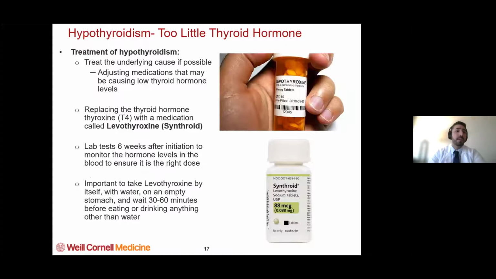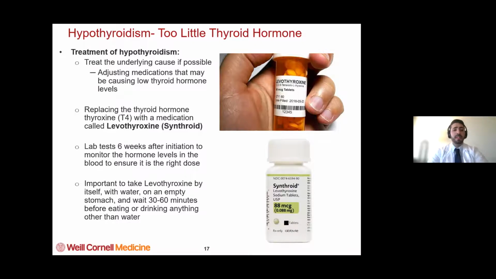So how do we treat hypothyroidism? You want to treat the underlying cause, so adjust any medications that may be resulting in low thyroid hormone levels. But essentially the mainstay of treatment is replacing thyroid hormone, thyroxine, or T4, with a medication called levothyroxine, or Synthroid is the brand name. After initiation of levothyroxine, your provider would want to check lab tests at about 6 weeks to ensure that it is the right dose of thyroid hormone, and then adjust the dose as needed.